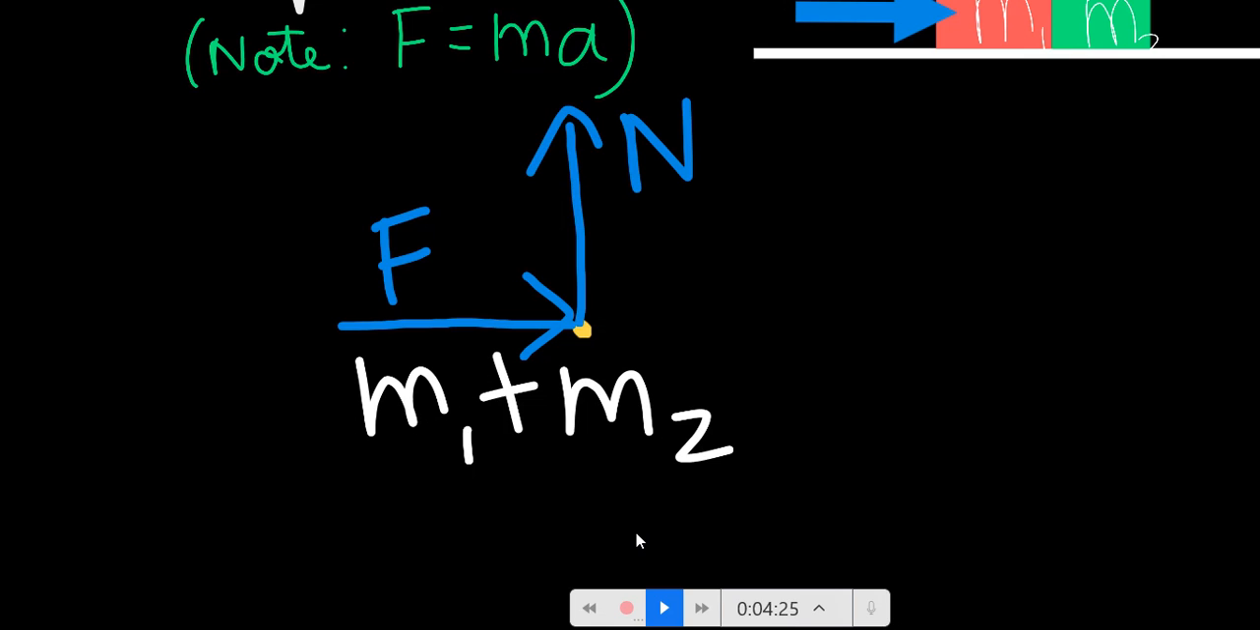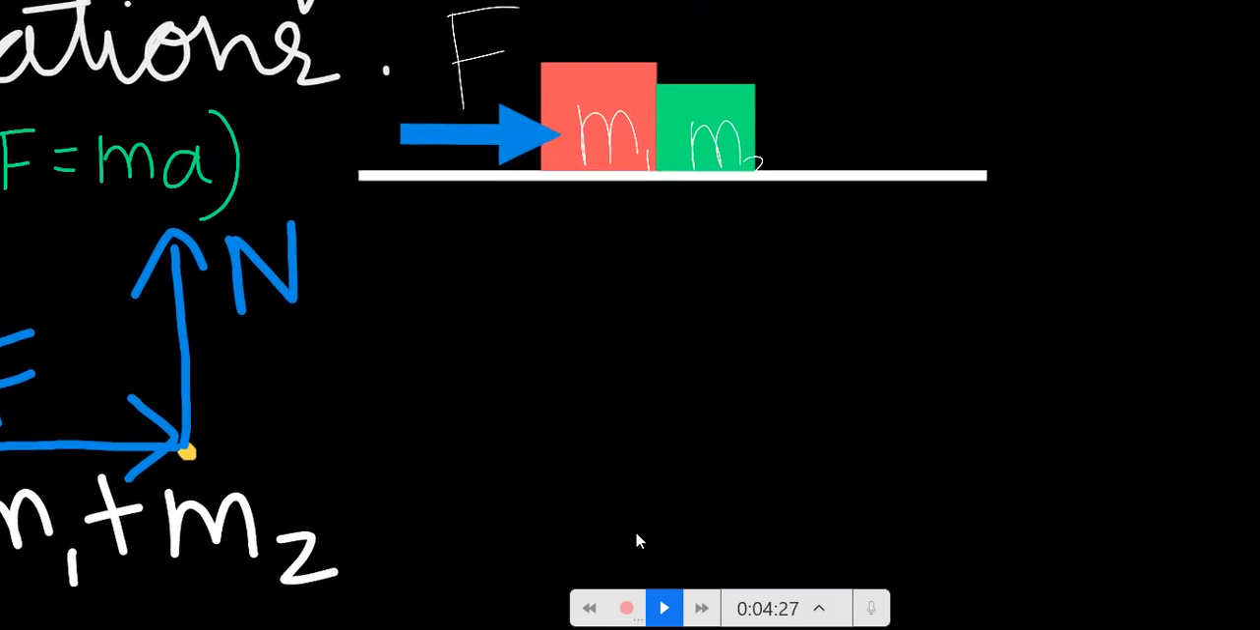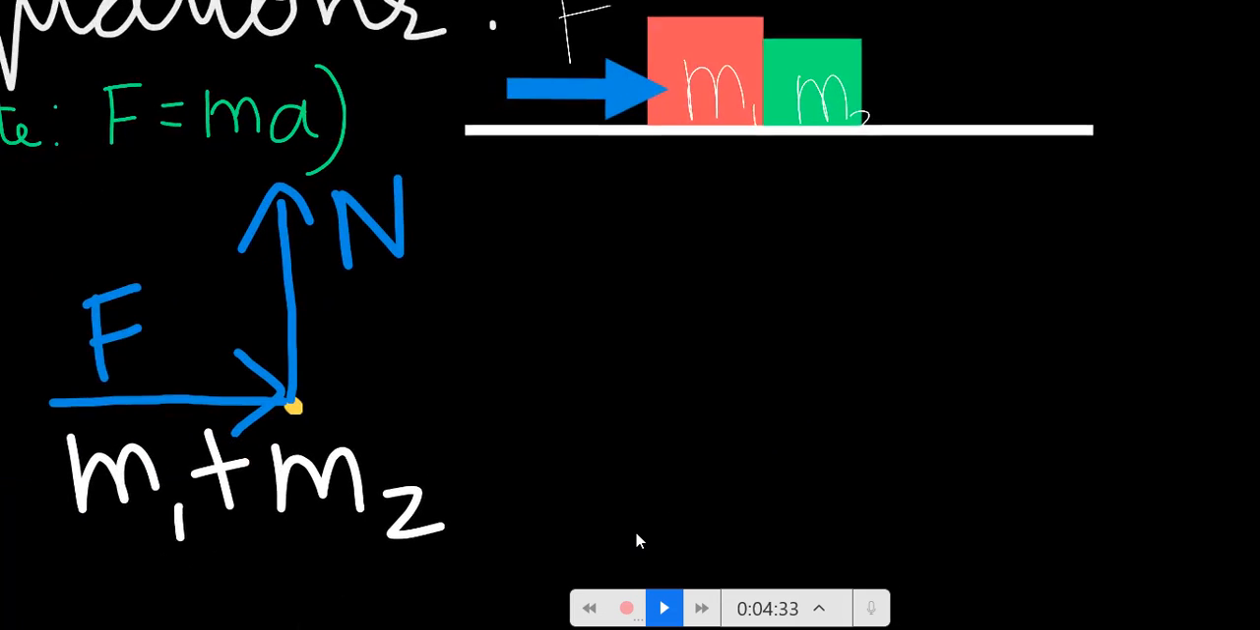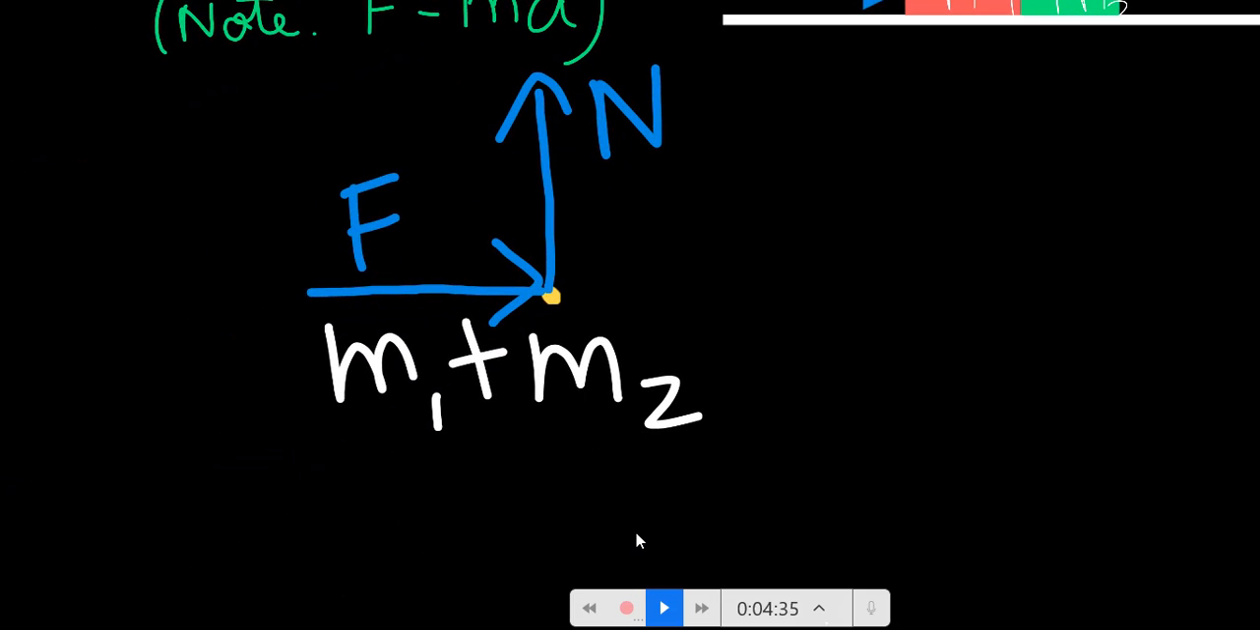That is our normal contact force. We denote it with the symbol N. And are there any other forces? Of course, there is the force of gravity. Now, don't forget the gravitational force.